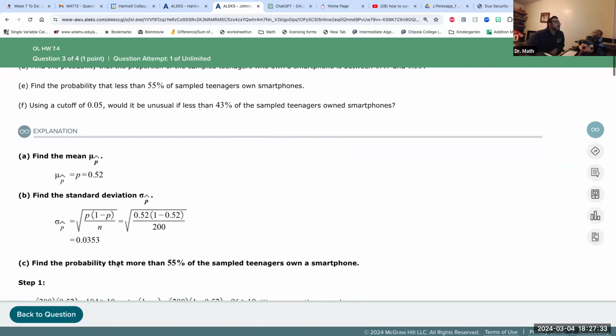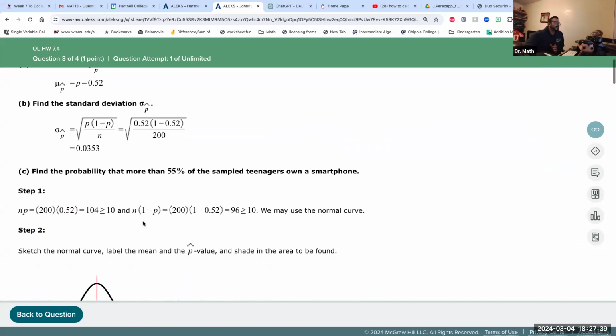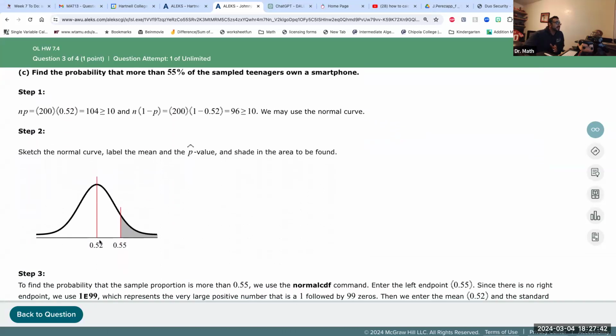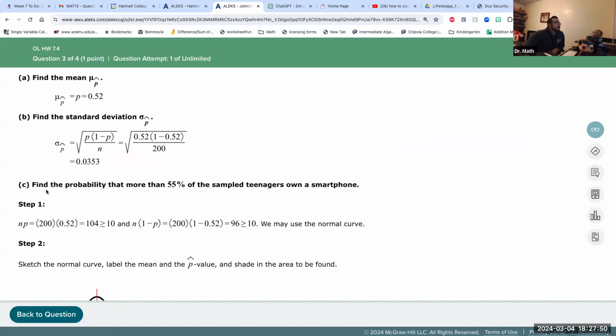Okay, now we get into the good stuff because when we use the central limit theorem, you're going to need the mean, and then you usually use the standard deviation as well. We now know both. So part C: find the probability that more than 55% of the teenagers own a smartphone. What are the chances of that actually happening?